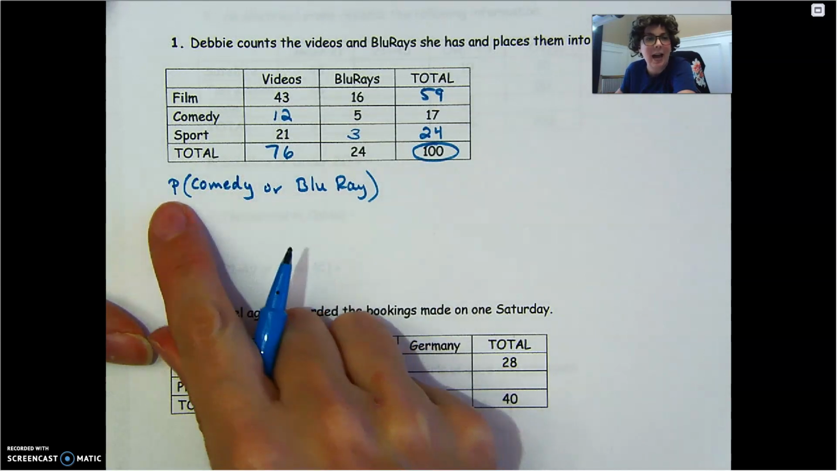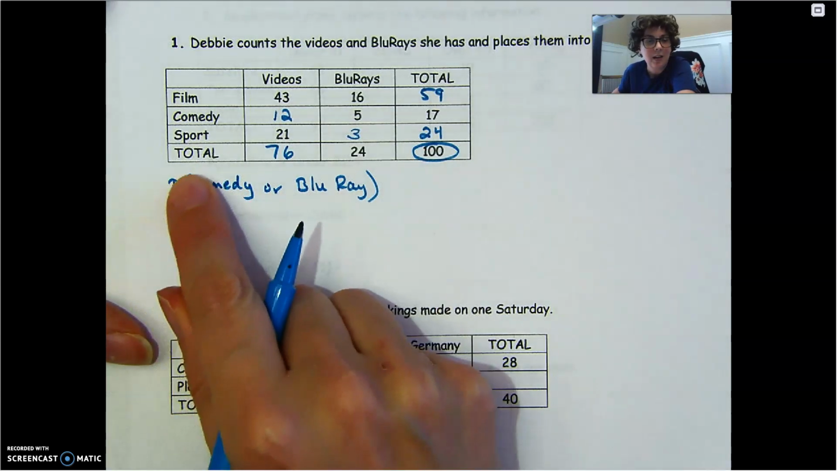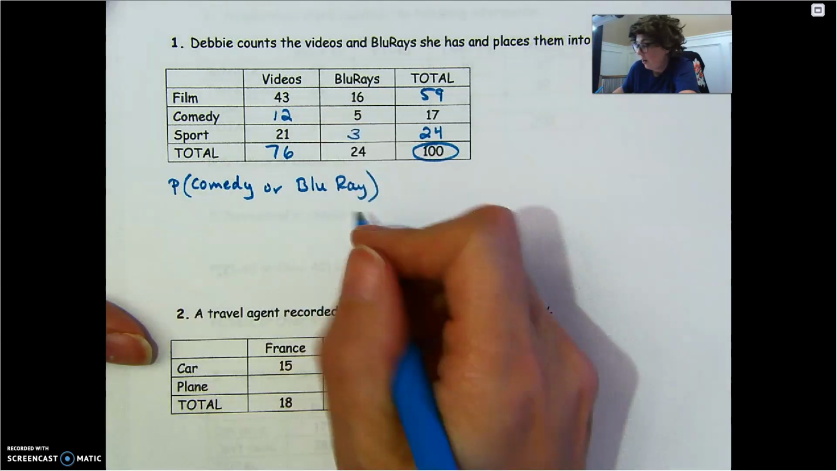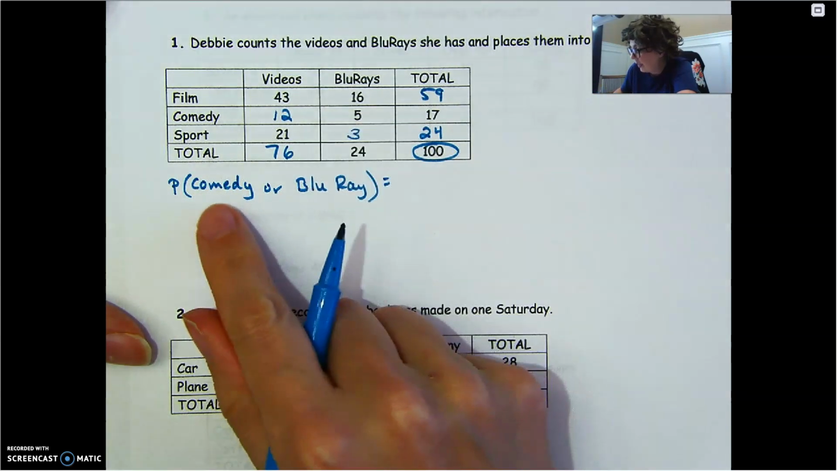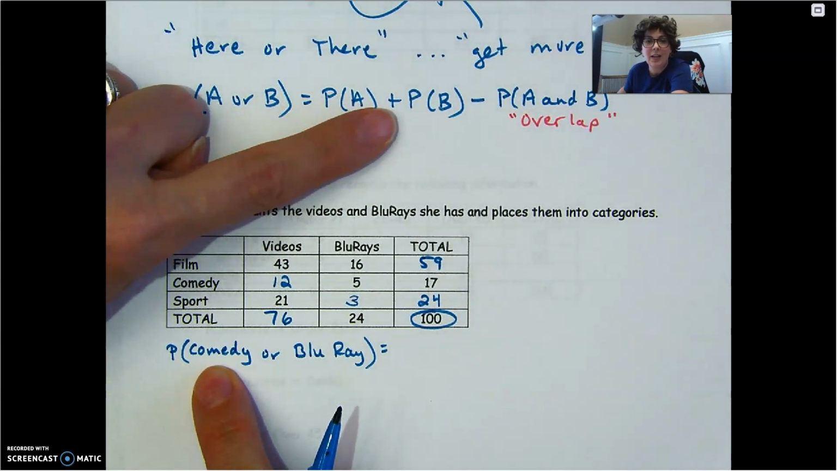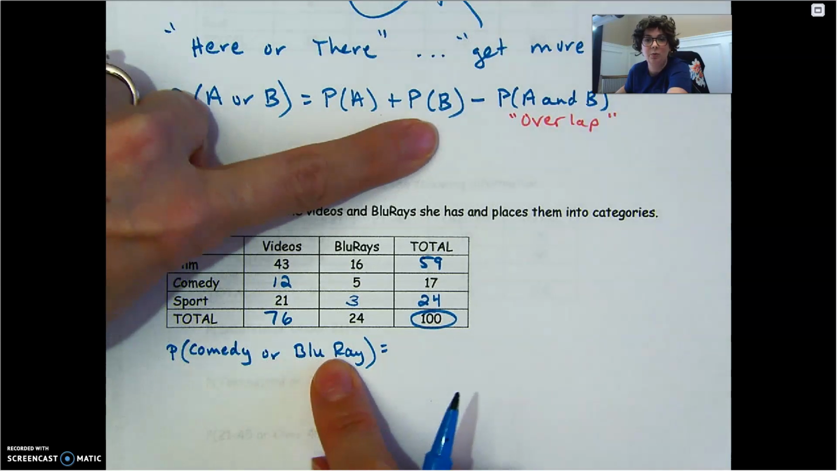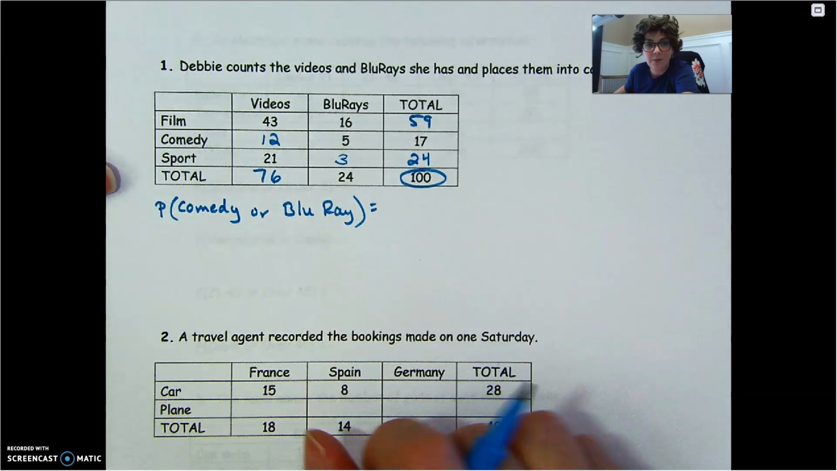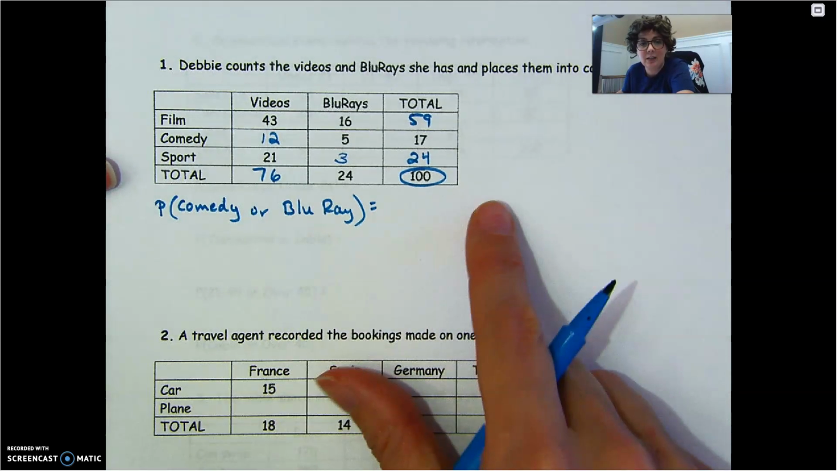That's how you read it. The capital P stands for probability. Parentheses, you read that as of. So probability of. All right, so when we break this up, we start with the first event, which is comedy, and then we're going to add it with the next event, which is Blu-ray. Then we're going to get rid of the overlap. All right, so it's comedy plus Blu-ray minus overlap.